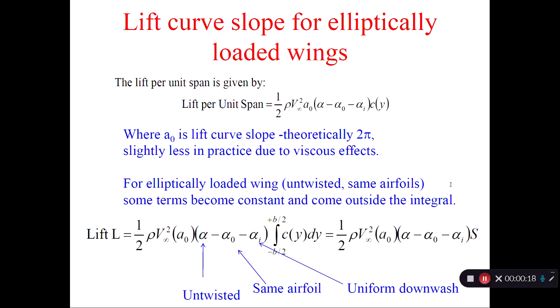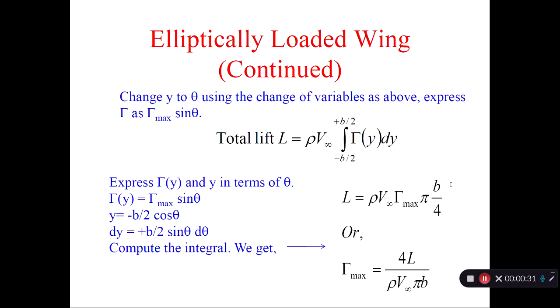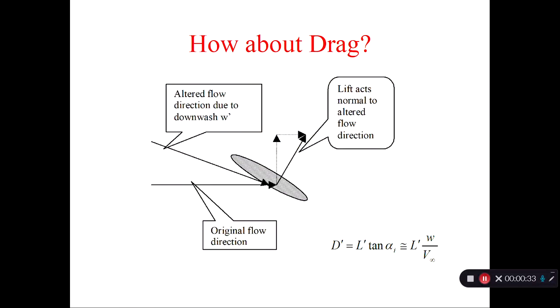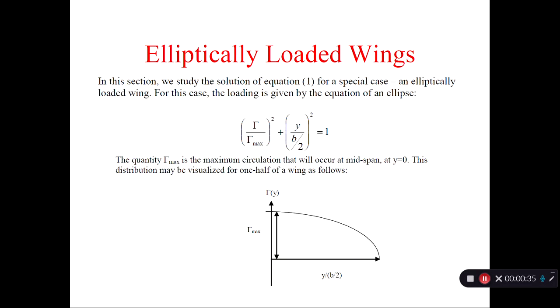What we mean by elliptically loaded wing is that the lift distribution, lift per unit span, or lift per foot of span, or lift per meter of span, as you go from wingtip to wingtip, would look like an elliptical shape as shown in this particular picture. So this is an elliptically loaded wing. We did some analytical work on that in our previous video.